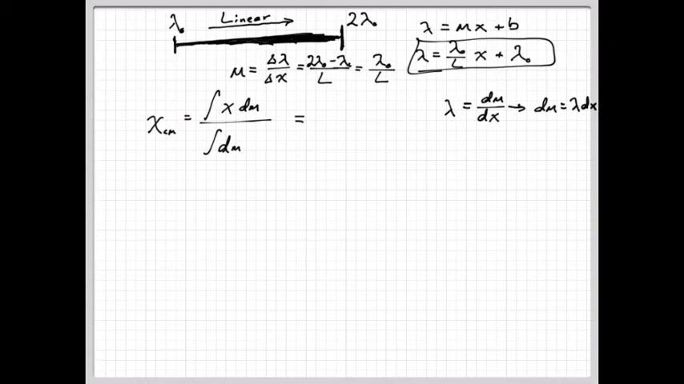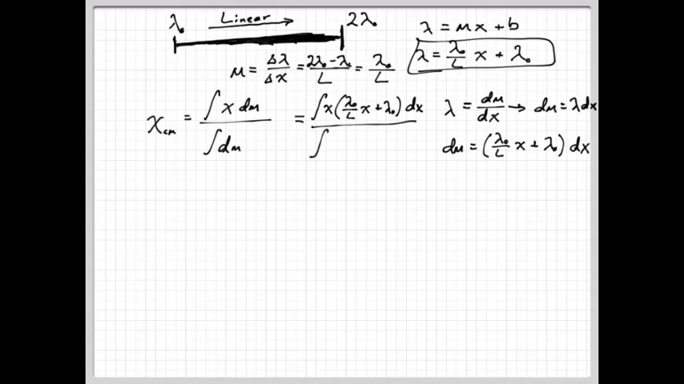All right, but we have a formula for the density. So that means that dm is whatever that formula was, which is lambda 0 over L times x plus lambda 0, and all of that times dx. So this is what I'm going to plug in to my integral function. So on the top, I've got the integral of x times the density function dx. And on the bottom, it is the density function times dx.